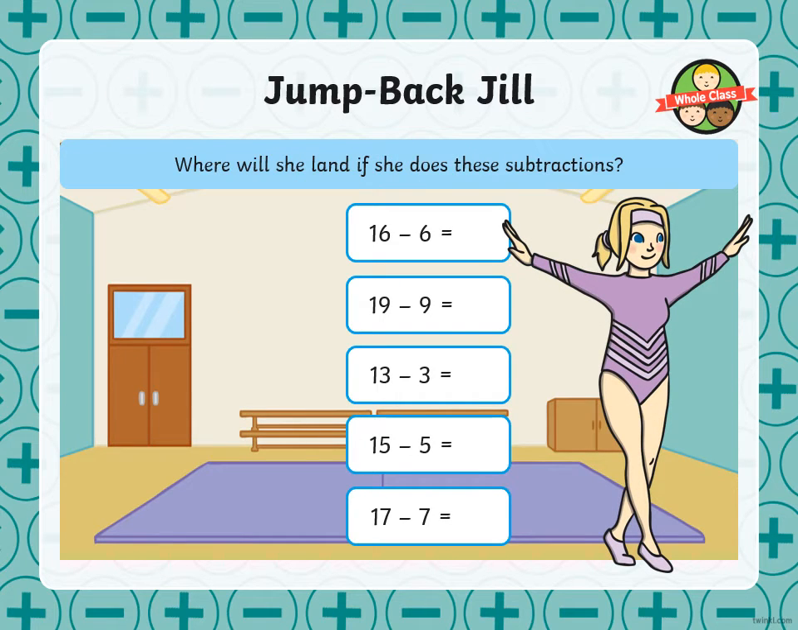Where do you think Jill will land if she does these subtractions? So 16 take away 6, 19 take away 9, 13 minus 3, 15 minus 5, and 17 minus 7. So have a think where you think she would land on a number line. In your Google Classroom, you will find a number line that will also help you. You might already have one from other days. So you could use this number line to help you visualize where you think Jill would land if she had any of these subtraction problems. And let's take a look on the next slides to see the answers.